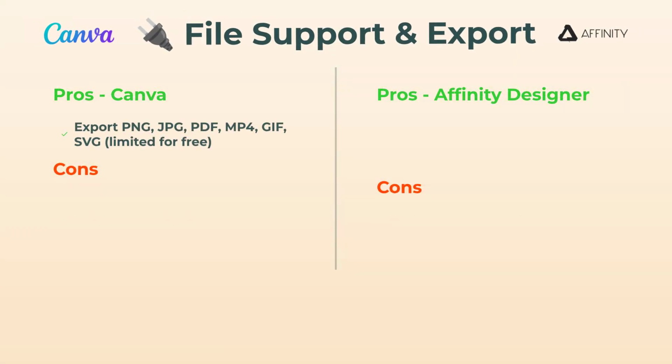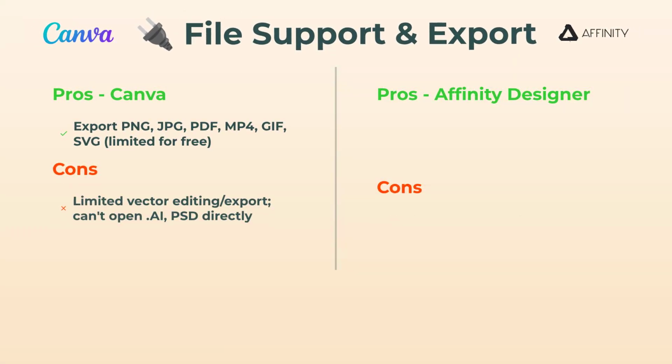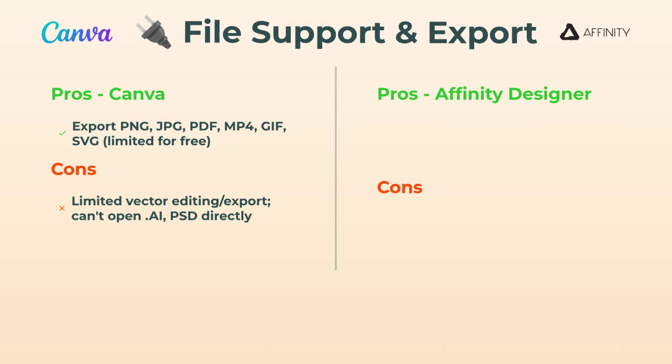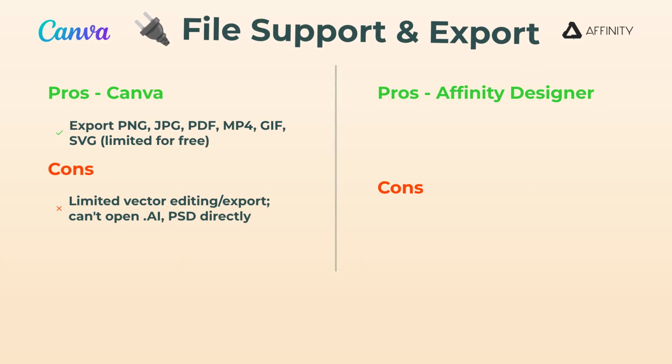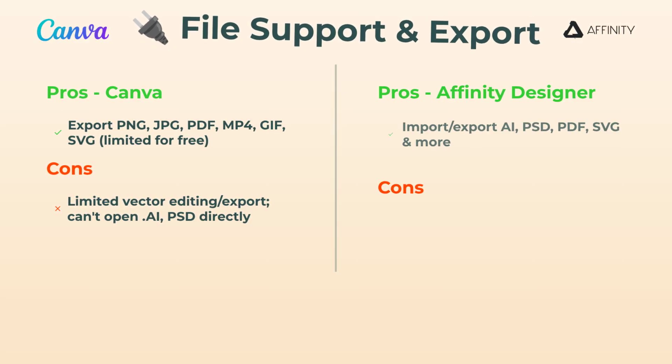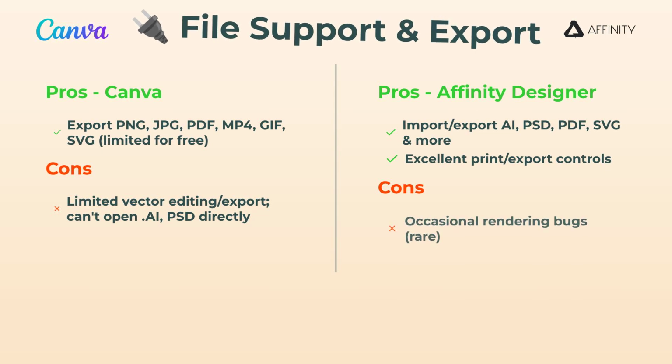All right, file support and export. This is where Affinity Designer flexes. Canva lets you export to loads of formats like PNG, JPG, PDF, MP4, GIF, SVG. But if you're using the free plan, some limits pop up. Also, advanced vector editing, not so much. You can't open .ai or .psd directly with Canva.